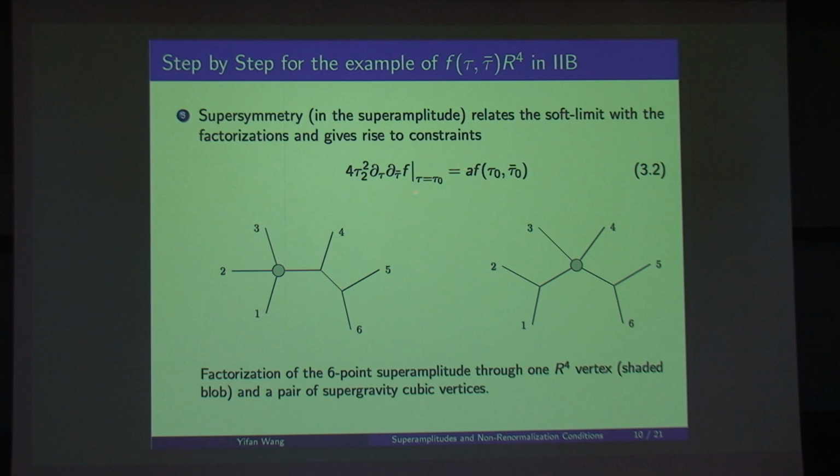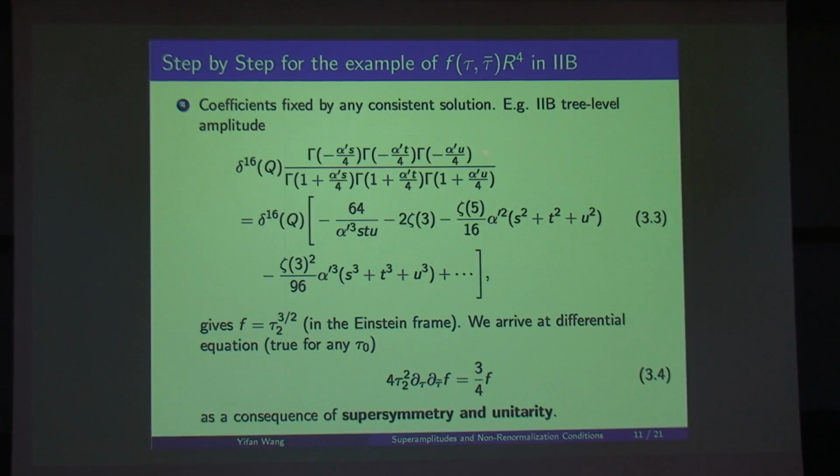And the trick we will invoke here comes from string theory. String tree-level amplitudes satisfy the supersymmetric Ward identity by construction. As Michael Green showed in his talk, this is the famous string tree-level amplitude for type 2B, and you can expand it in alpha prime, the derivative expansion, and read off the eighth derivative term, which after you transform into the Einstein frame simply gives f equal to tau 2 to the 3 halves. And tau 2 is just the imaginary part of tau.